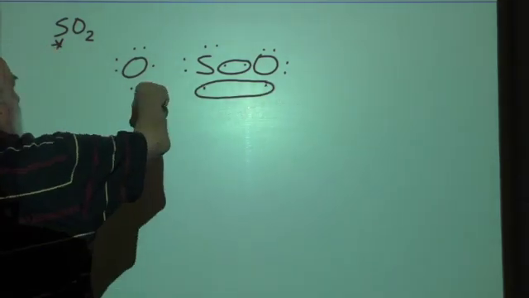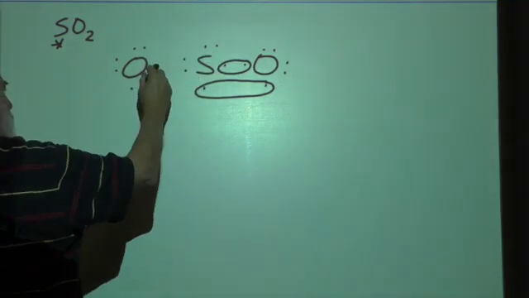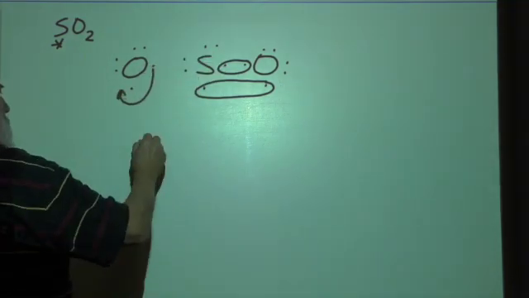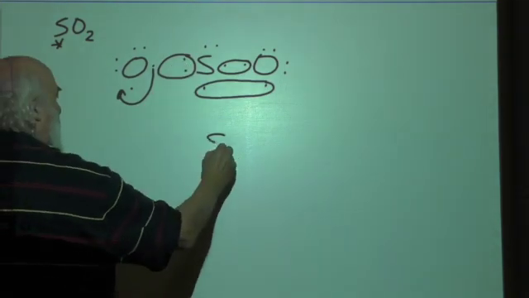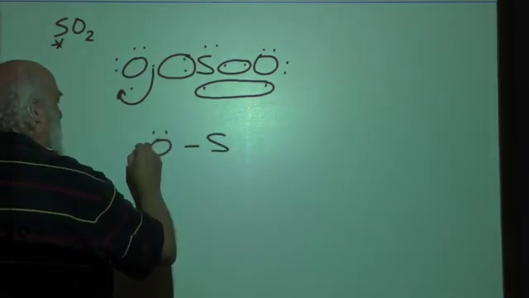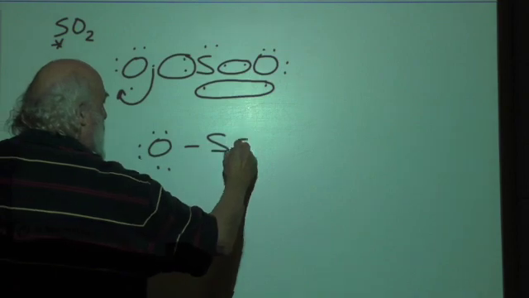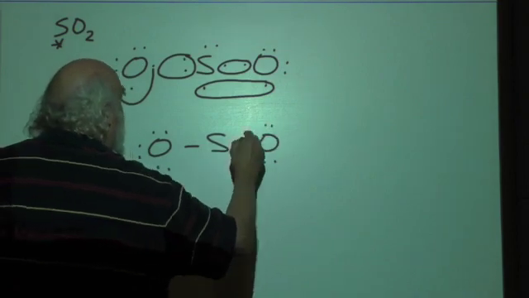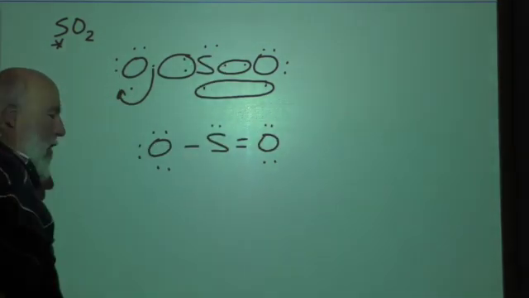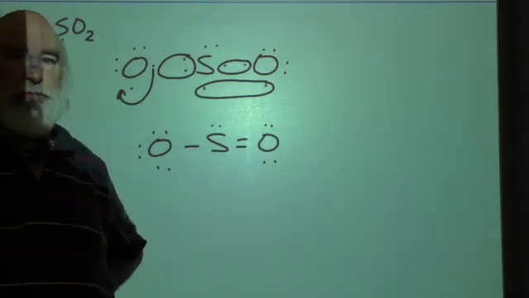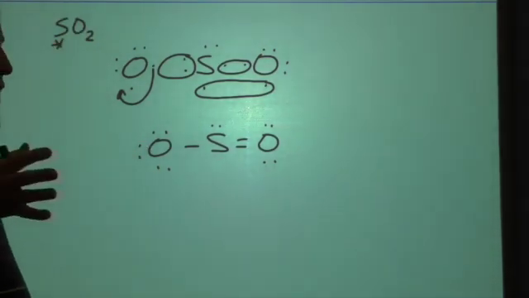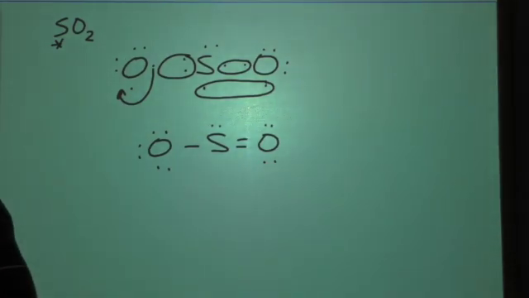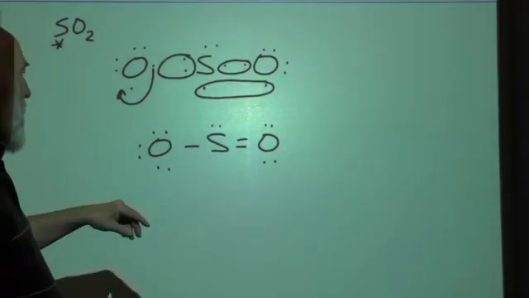This, however, does not need any more. So this electron right here is going to migrate over there. And we're going to get a single bond between these 2 right here. So we got this and this. And then a pair of electrons right here.